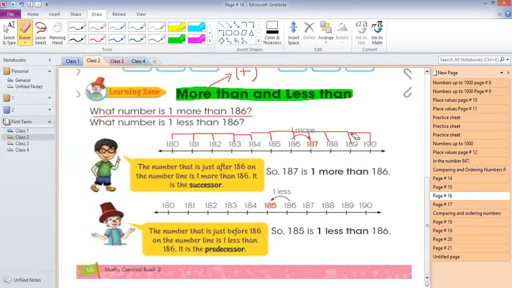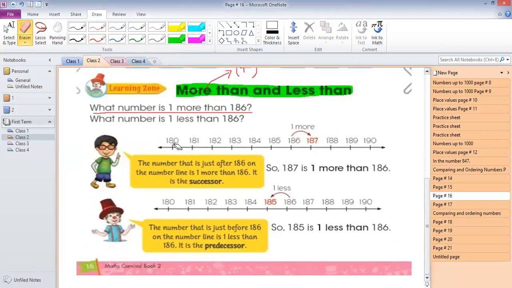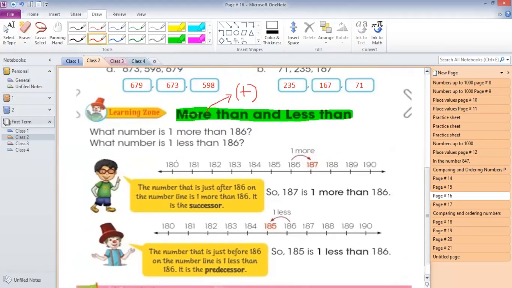So first, you will check the number line. On the number line, you are counting in ones. After every number, you add one. From 0, it is 1, 2, 3, 4, 5, 6, and so on. Okay, so this is the number line. Now you have to check what is 1 more than 186.